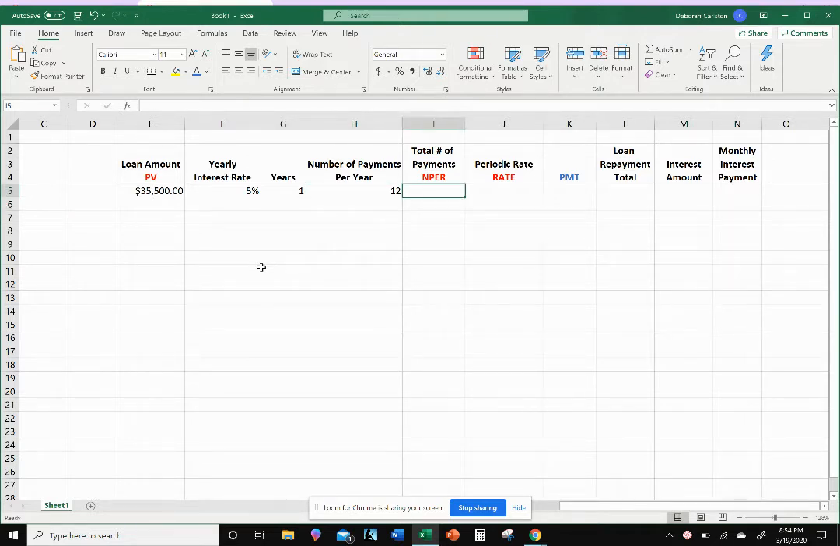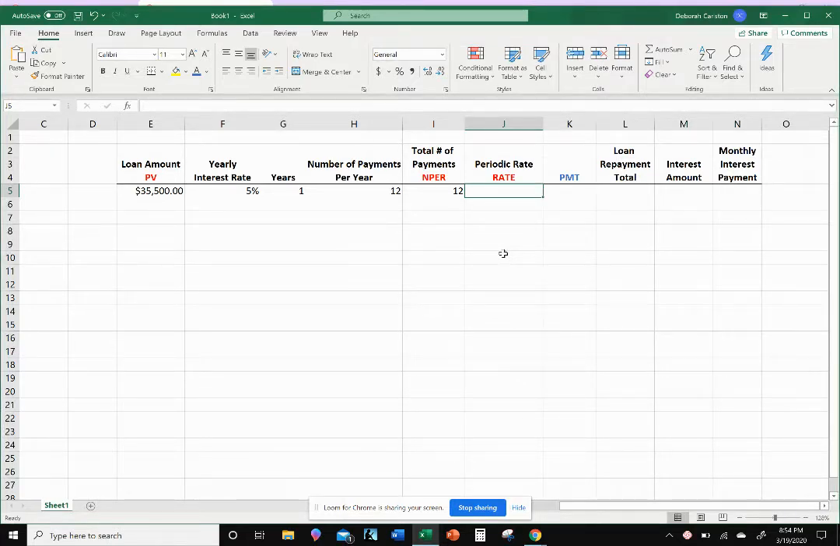And then N per is my total number of payments. Now, obviously, I can look at this and I know it's 12, but I'm going to use a formula and I'm going to use cells, and I'll show you why later on. So I will write equals number of payments, click on that, times number of years, click on that, and push enter.